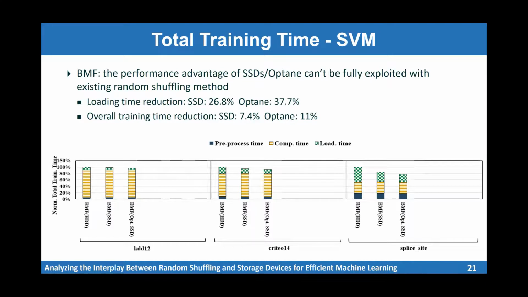The first set of experiments are for SVM BMF implementations. The training time is decomposed into the pre-processing time, computation time, and loading time. If we simply replace hard disk with a flash SSD, the loading time could be reduced by 26.8% on average, and Optane could reduce the loading time further. But for the overall training time, the performance improvement is roughly 10%, even using the latest Optane SSD.